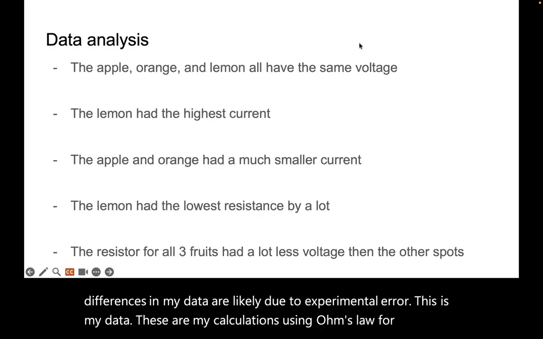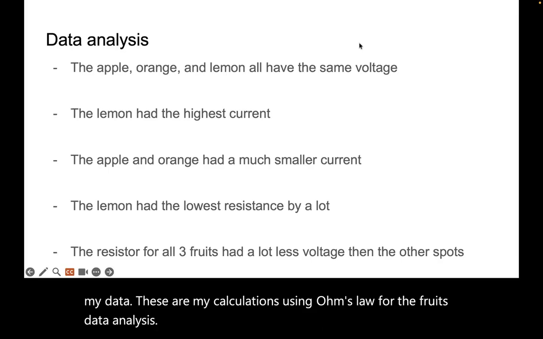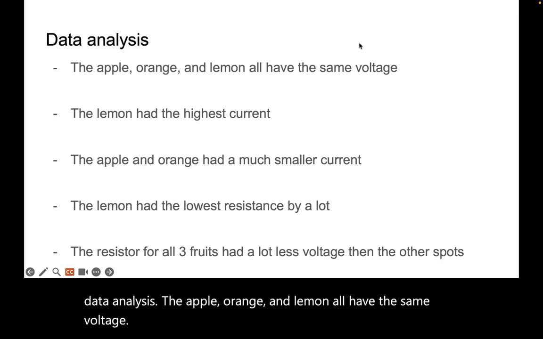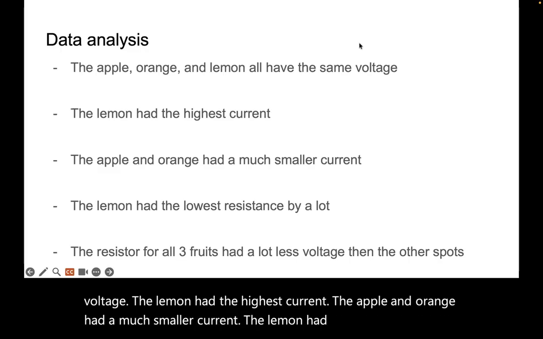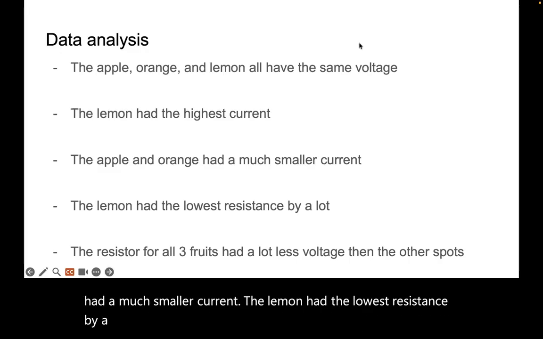Data analysis. The apple, orange, and lemon all have the same voltage. The lemon had the highest current. The apple and orange had a much smaller current. The lemon had the lowest resistance by a lot. The resistor for all three fruits had a lot less voltage than the other spots.